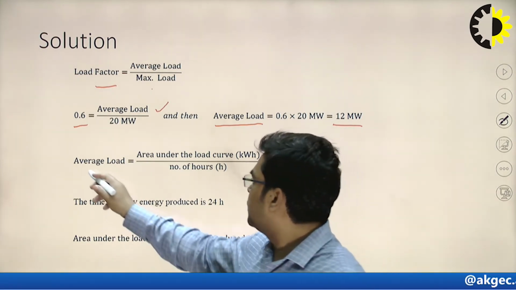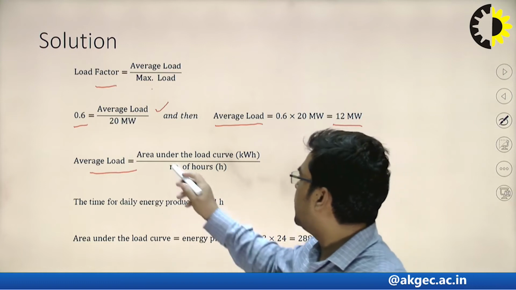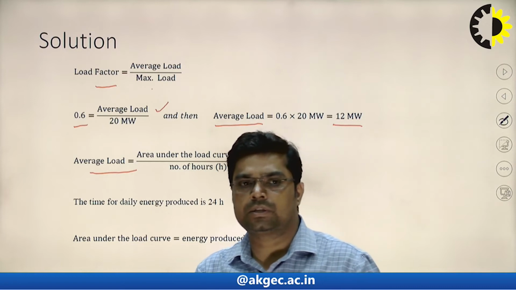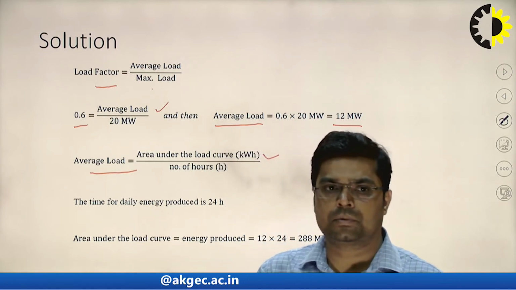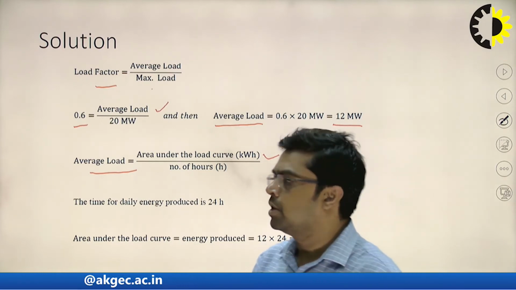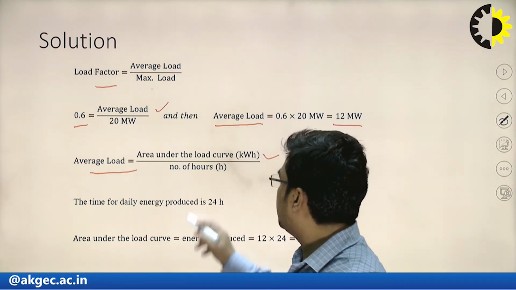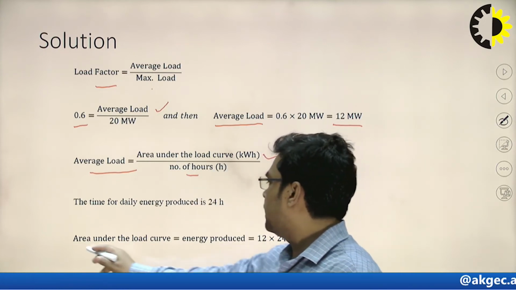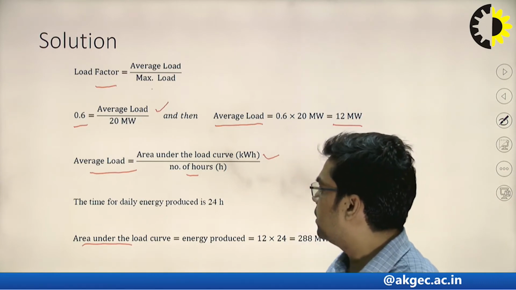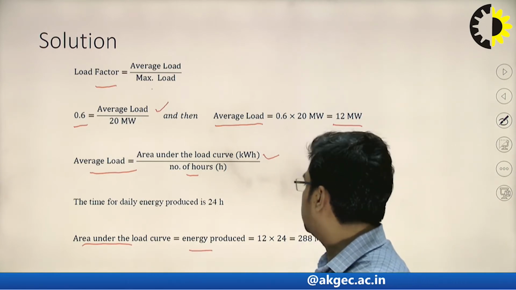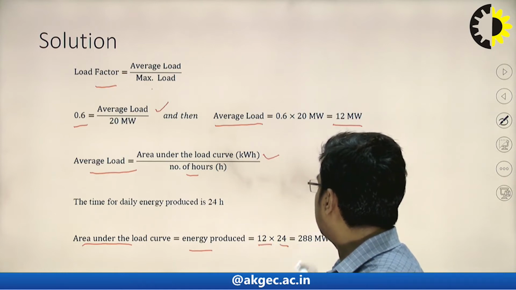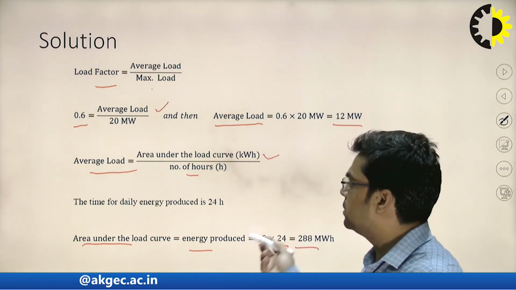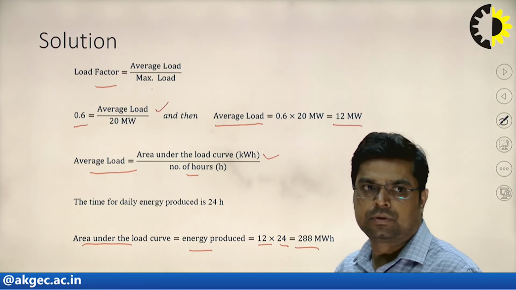Similarly, the average load can be calculated as the area under the load curve divided by the load duration. This is the daily load curve, which means the total duration of the load curve is 24 hours. So it is the area under the total load curve divided by the number of hours. The area under the load curve is the total energy produced, that is 12 into 24 hours, which is 288 megawatt hour.